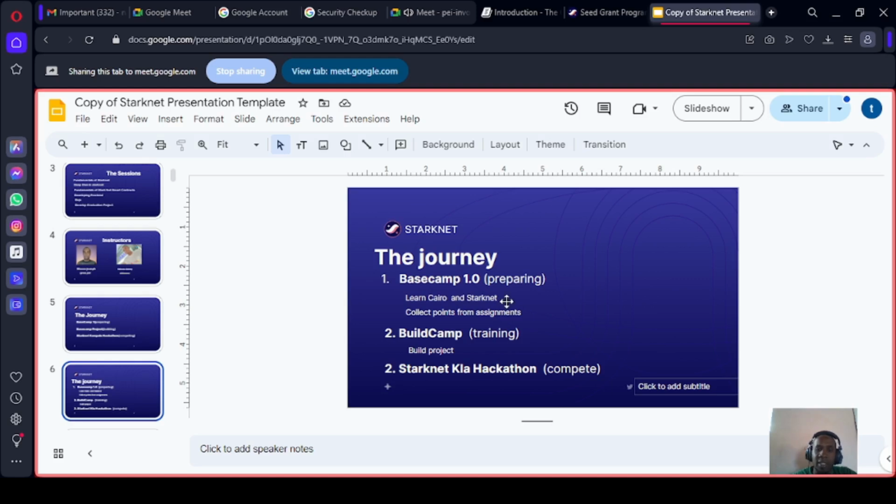As I said, Basecamp is for preparing, so we shall learn Cairo on Starknet, and you will earn points from the assignments. The build camp is to implement the various concepts learned. That's for training. And then the hackathon is for competition. After the Basecamp, we shall organize a hackathon, and there shall be cash prizes to be won.